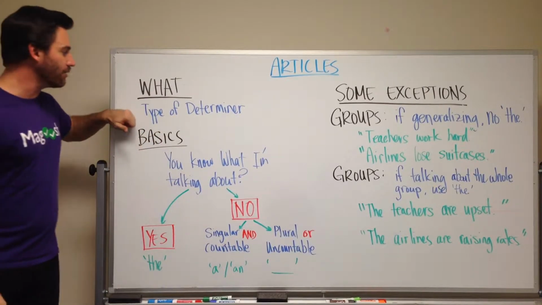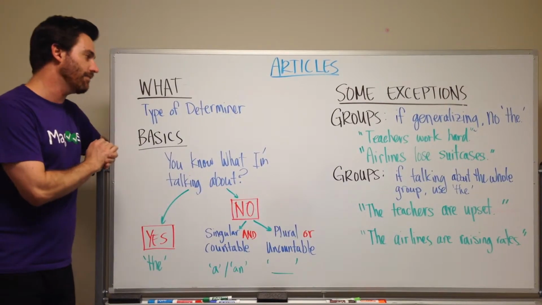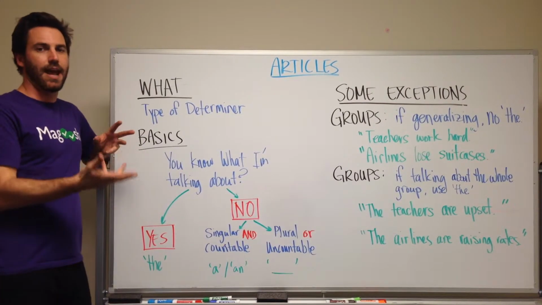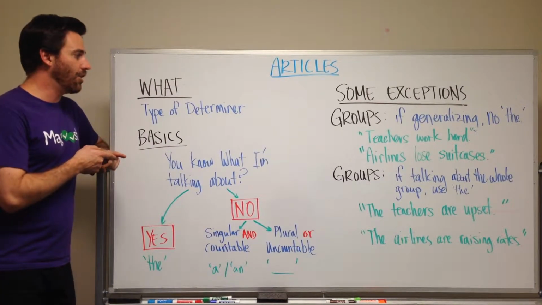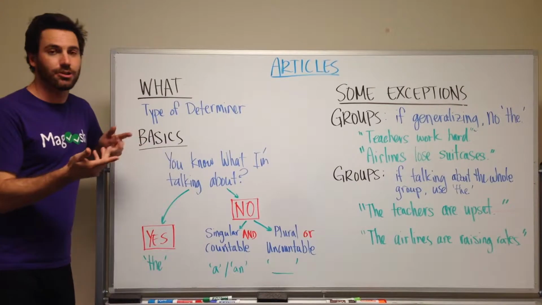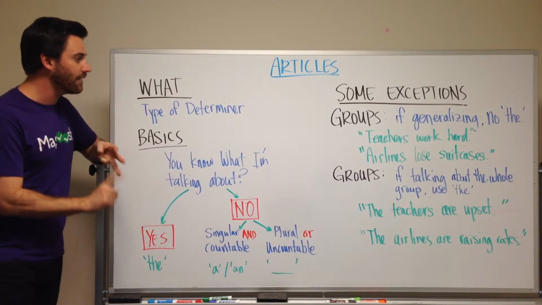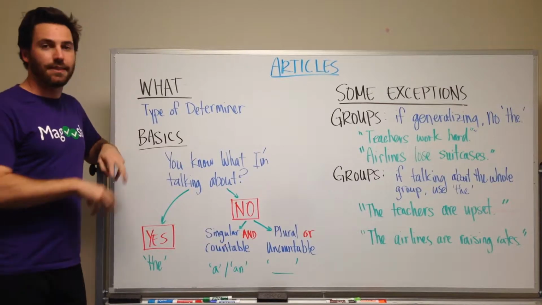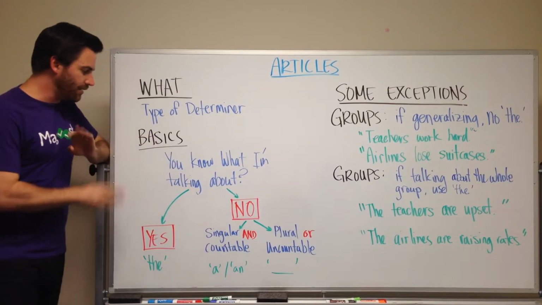So, an article is a type of determiner. It's something we put in front of a noun that helps to determine what noun we are referring to or talking about. Some other determiners besides articles are words like my, or this, or that, or her. And again, these all designate what noun we are referring to. So here are the basics.